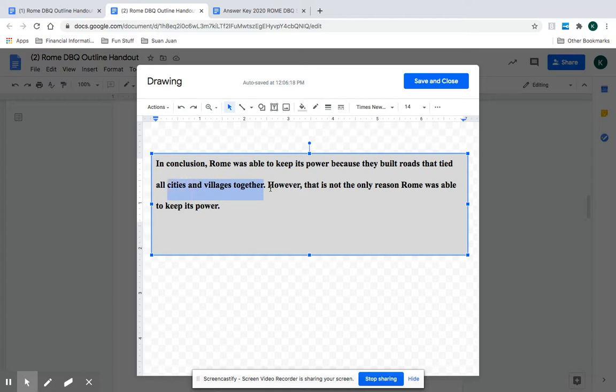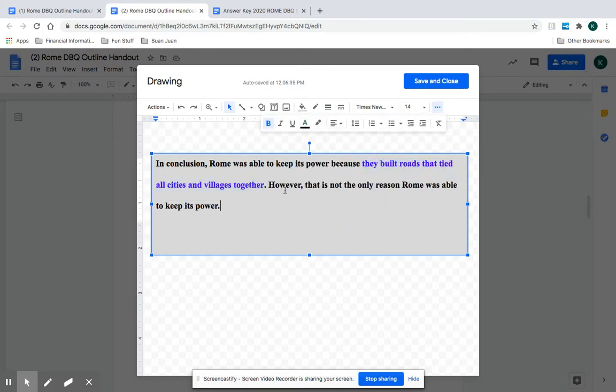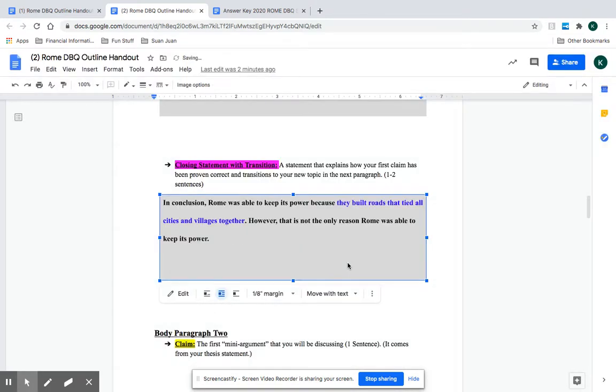I'm going to turn that blue. Oh gosh, where is the text color? I think it's here. There we go. And then I have my transition. However, that is not the only reason Rome was able to keep its power.